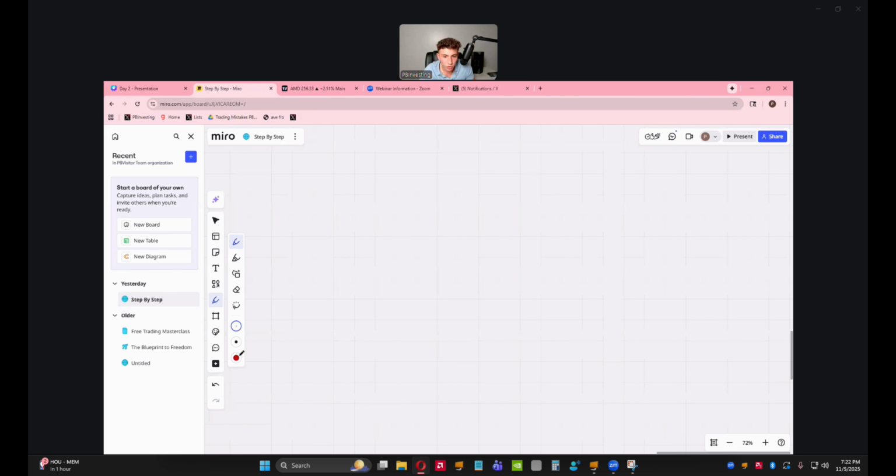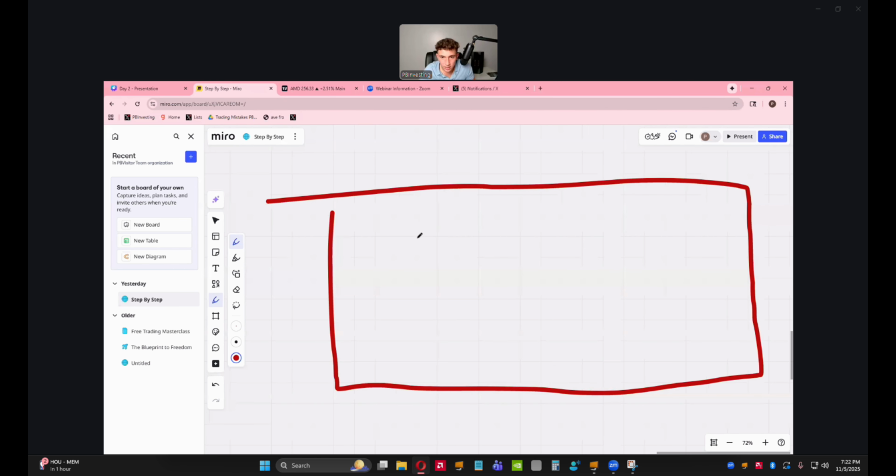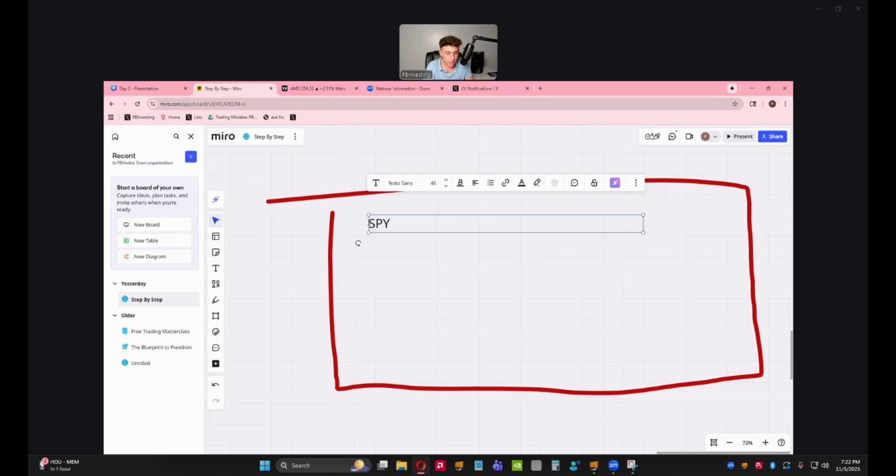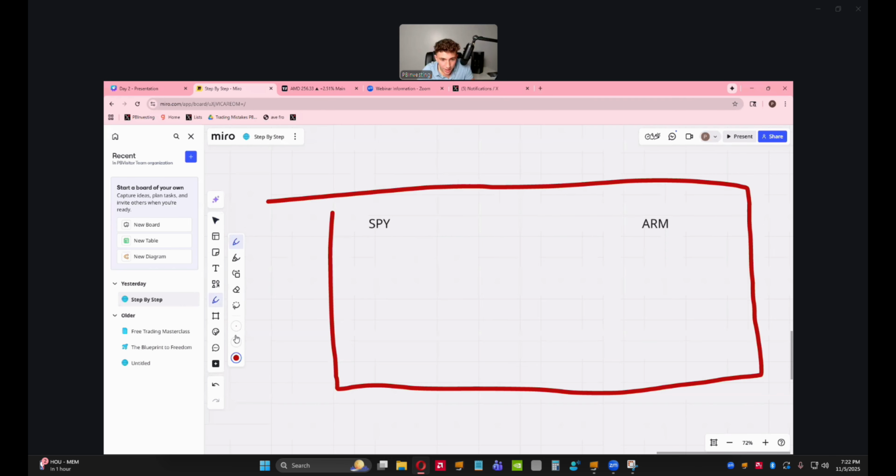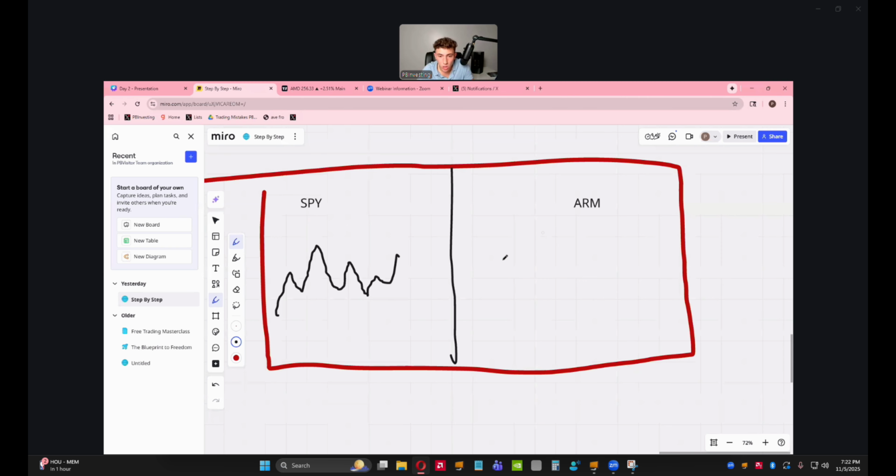So guys, let me show you exactly why. So look, say we're in a trade, okay? This right here is going to be SPY, and this right here is going to be ARM. Say we're trading calls. This is what happens when you have the stock with relative strength. So say this is SPY price action. This is what's going to happen with ARM.